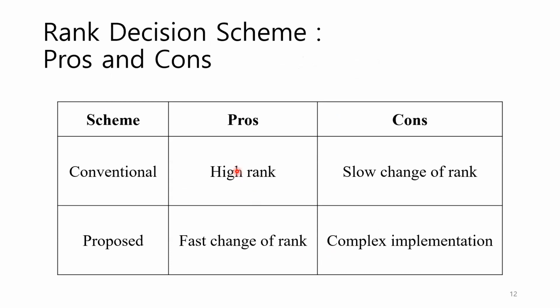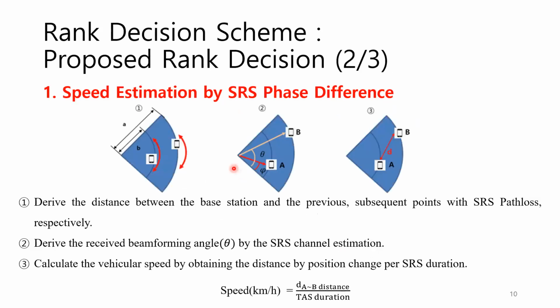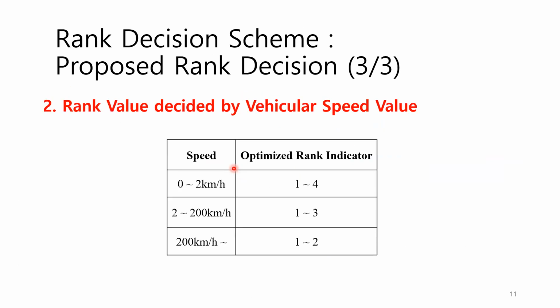Finally, the proposed scheme is divided into two main parts. The first process is vehicular speed estimation, like this page. And the second process is the rank decision process according to the range of vehicular speed. The combination of these two methods is based not only on a UE-dependent scheme, but also on a base station dependent scheme in the rank decision.